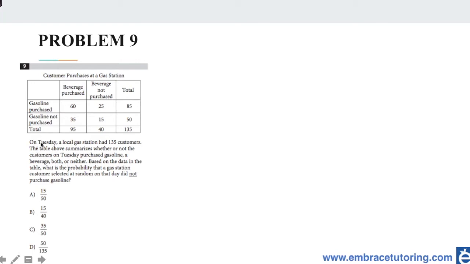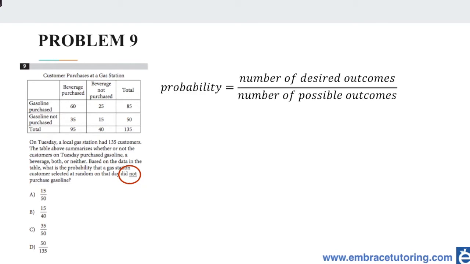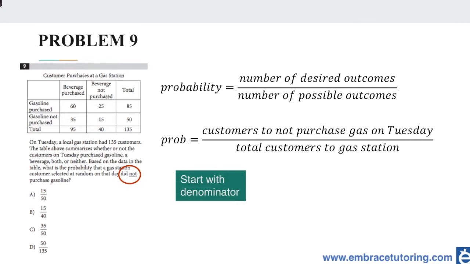So let's read. It says, on Tuesday, a local gas station had 135 customers. The table above summarizes whether or not the customers on Tuesday purchased gasoline, a beverage, both, or neither. Based on the data in the table, what is the probability that a gas station customer selected at random did not purchase gasoline? Now, when attempting to solve probability problems, one quick tip I will give you is to start with the denominator first in terms of the language.